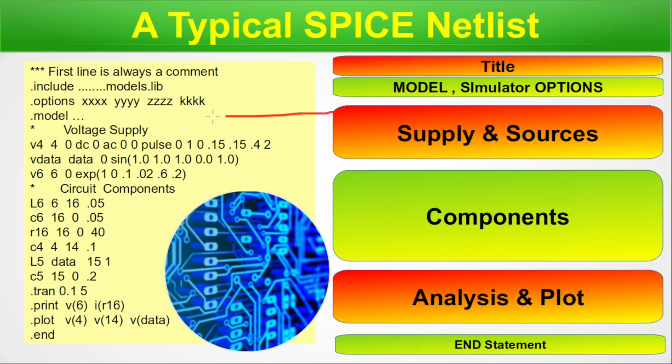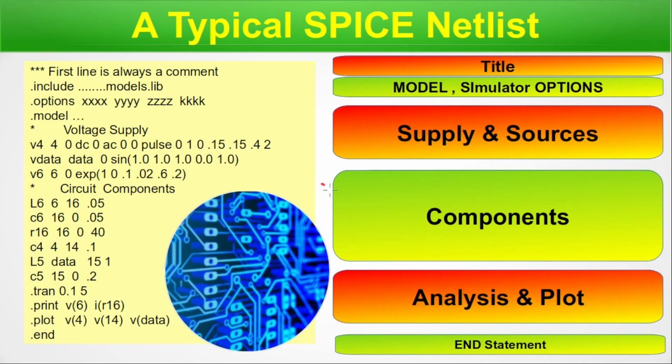So we can conclude that this section corresponds to the supply and sources. Supply means the basic voltages that help the circuit to turn on, and the sources act as a stimulant for that particular circuit.